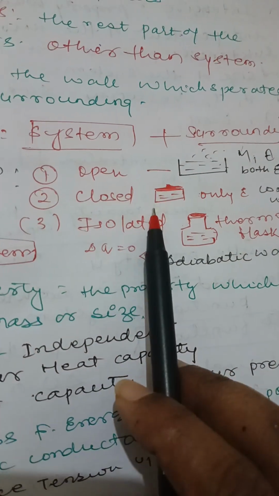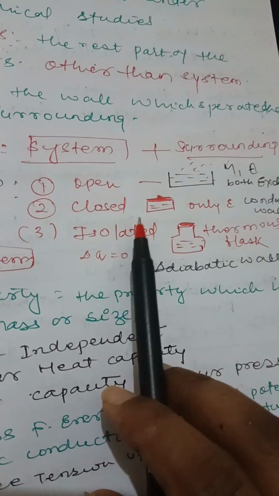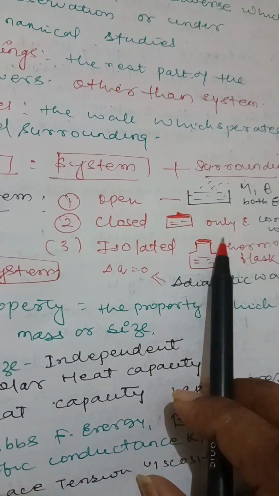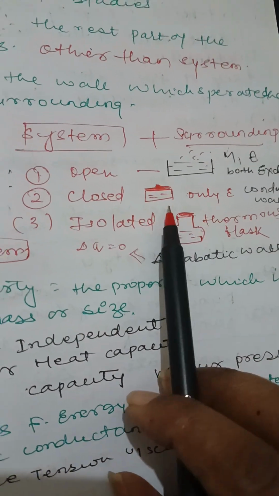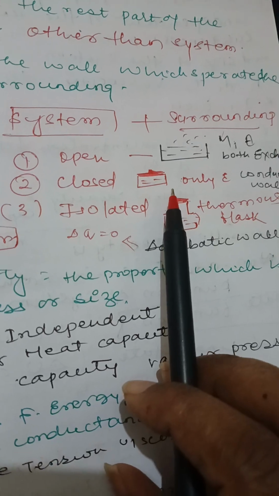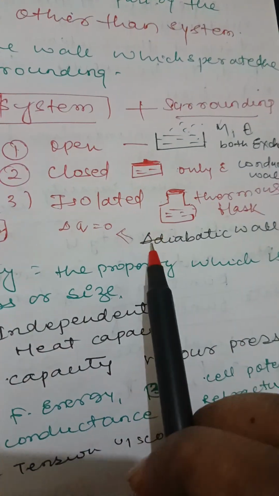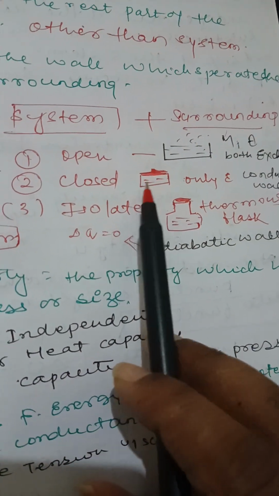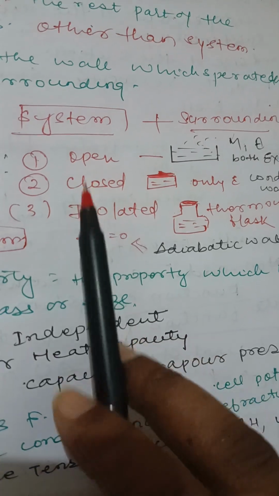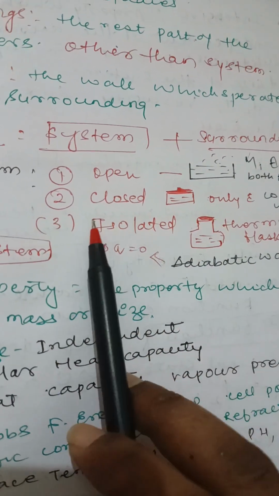What is the closed system? A system which can exchange only energy, not matter, with the surrounding. It can exchange energy only and can never share matter. Okay, this wall is a conducting wall, like a thermos bottle.